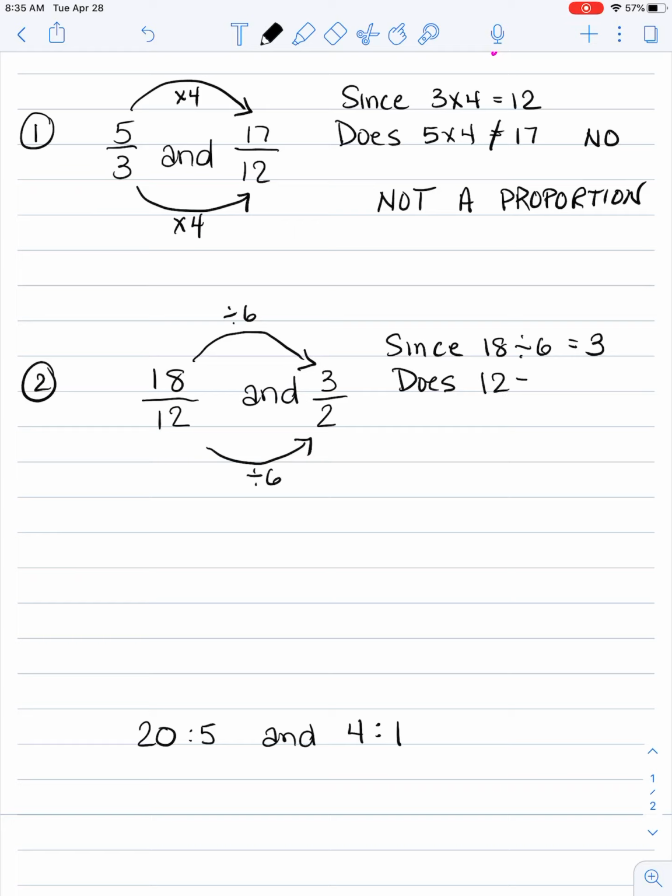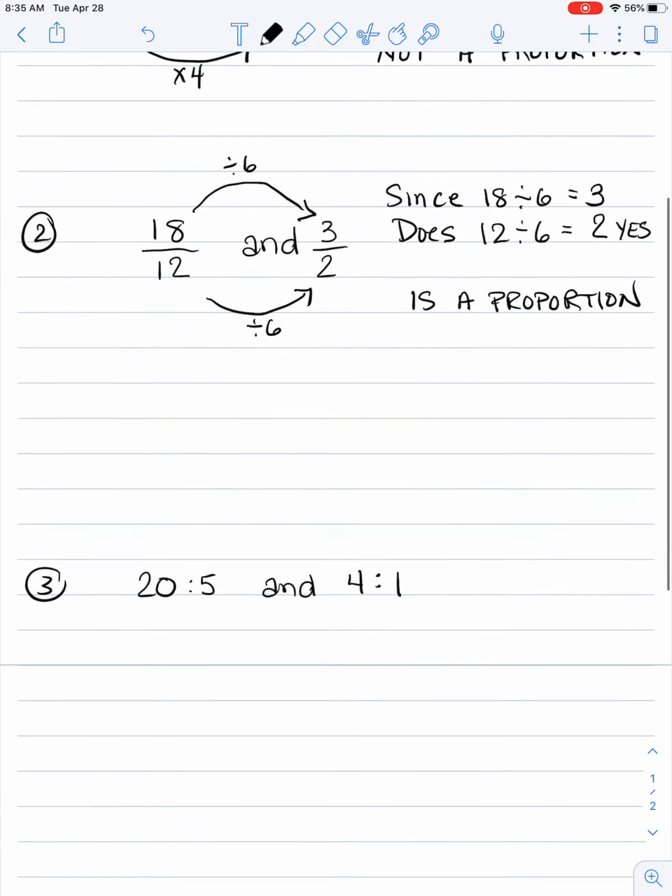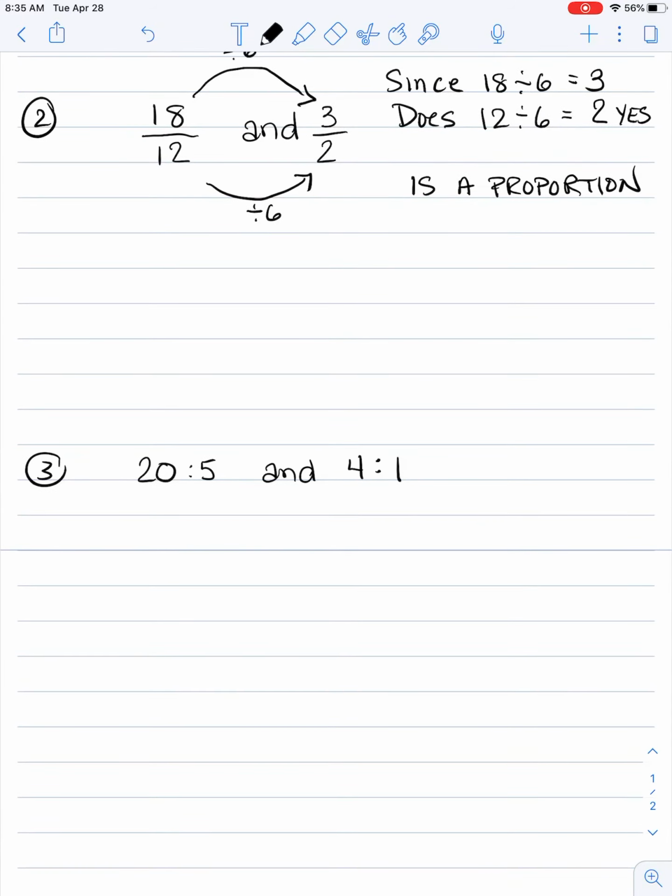So does 12 divided by 6 equal 2? And the answer here is yes, it does. So this is a proportion. Okay, now let's look at one more example. This one is written as ratios with the ratio, the colon, the two dots.